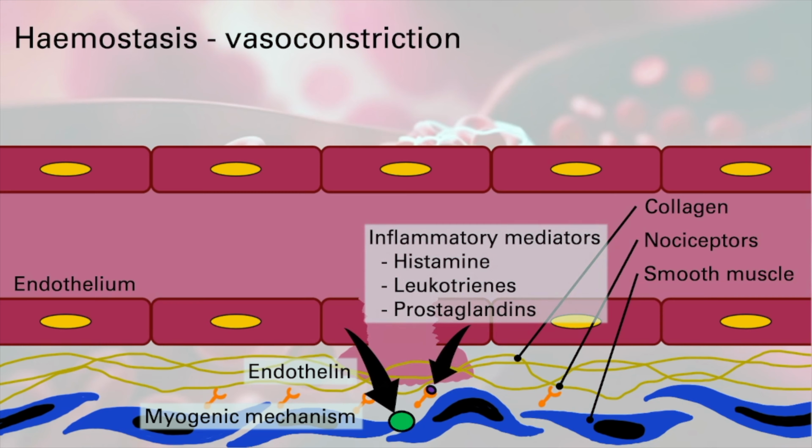Inflammatory mediators, including histamine, leukotrienes, and prostaglandins, are able to bind to nociceptors or pain receptors, again inducing smooth muscle contraction. So we have 3 mechanisms to induce vasospasm or vasoconstriction, but this is just a short-term fix, and the next stage of haemostasis is the formation of the platelet plug.